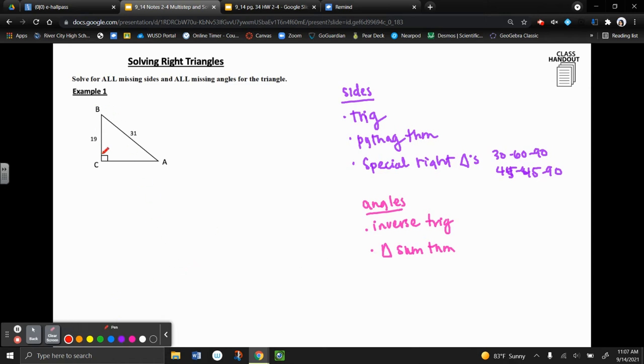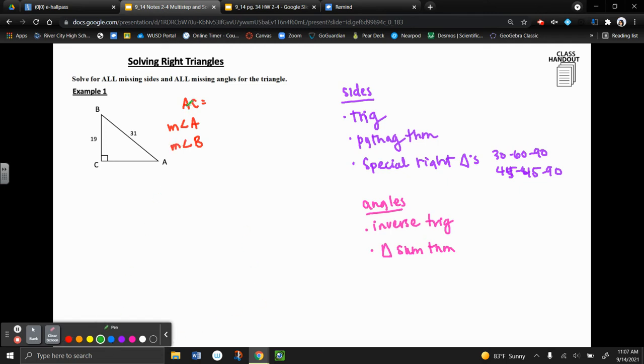Looking at example 1, in terms of what's missing, I see that we have one side missing, which is side AC, and we have two angles. Angle A is missing, and angle B is missing. So we're going to solve for the measure of angle A and the measure of angle B.